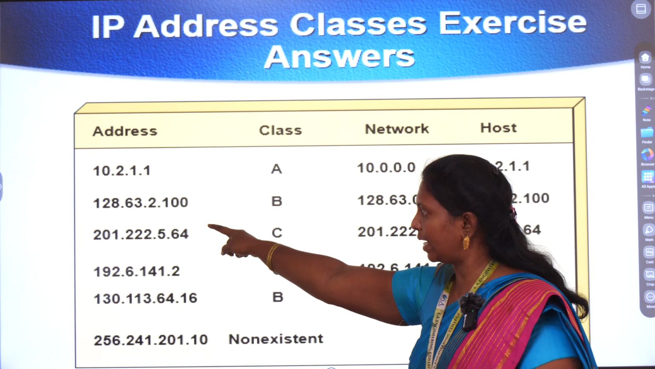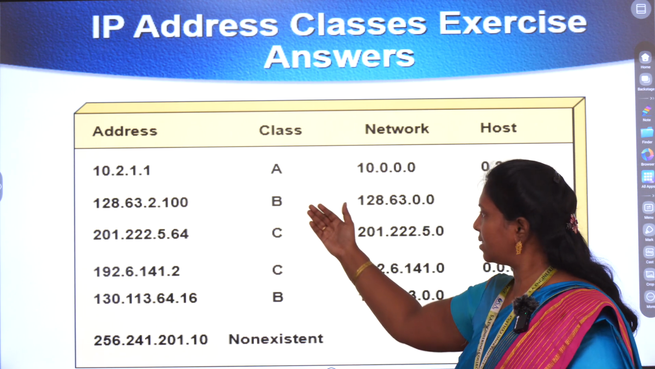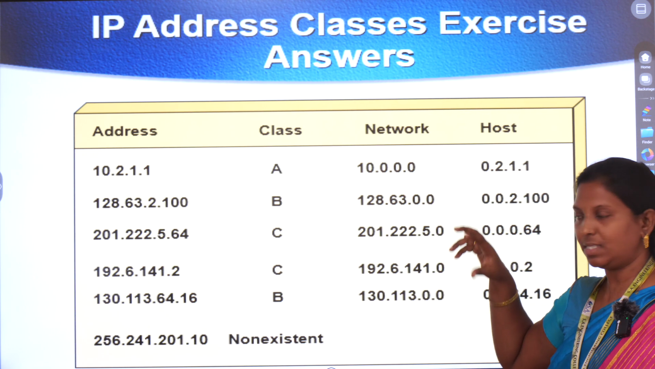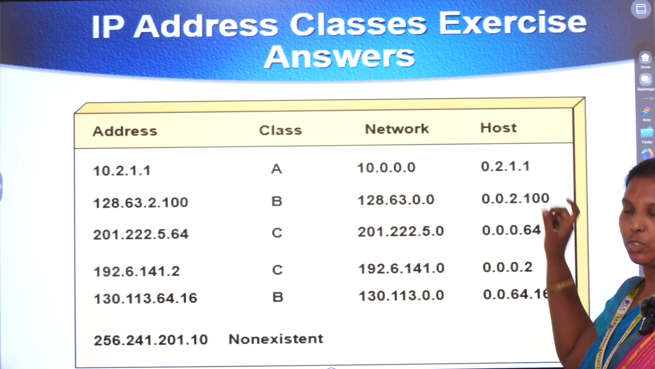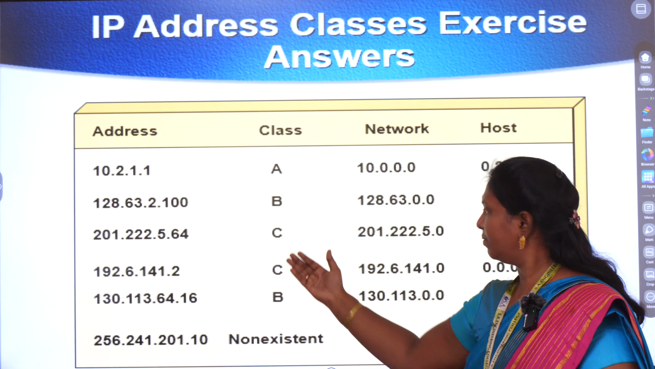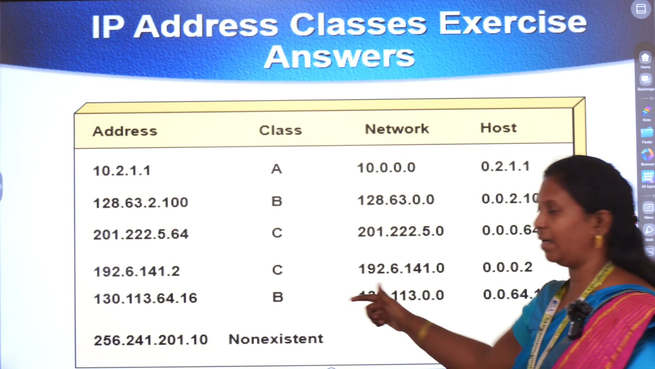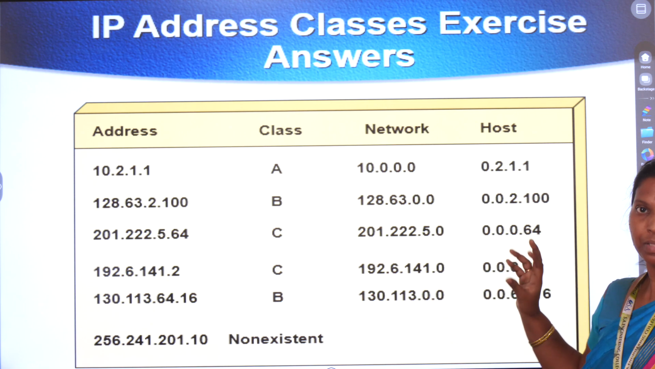Similarly for the second one, 128.63.2.100. In this example, it was a class B. So it has the network 128.63.0.0, and the host ID will be 2.100. And later on we have a 201. This is the third example, and the fourth and fifth. Similarly we have all the IP addresses and their corresponding network and host.